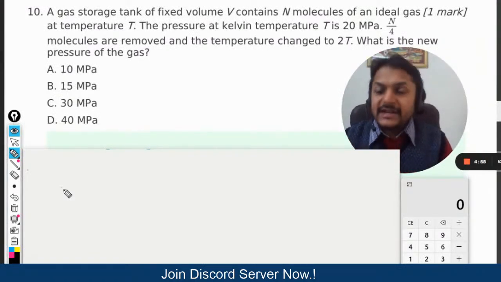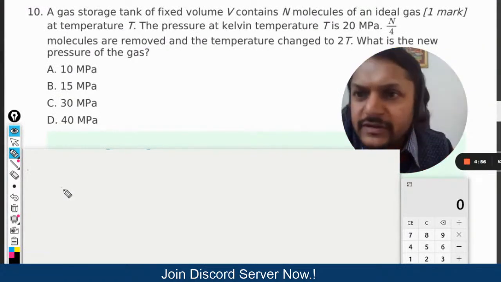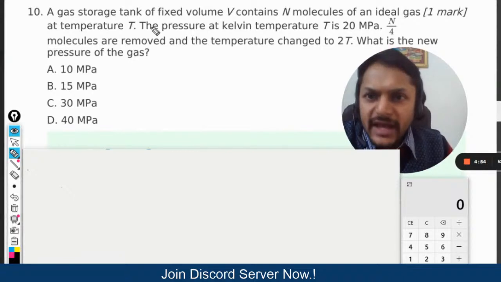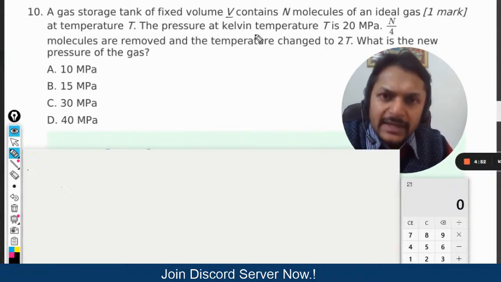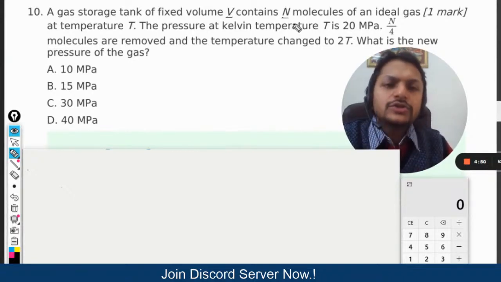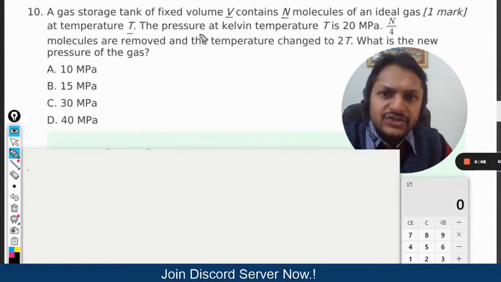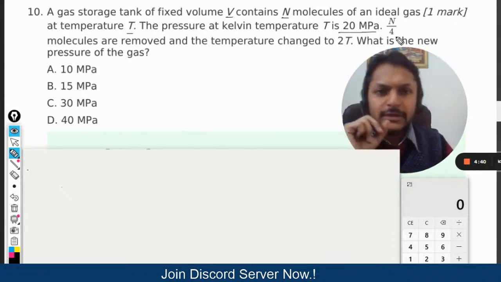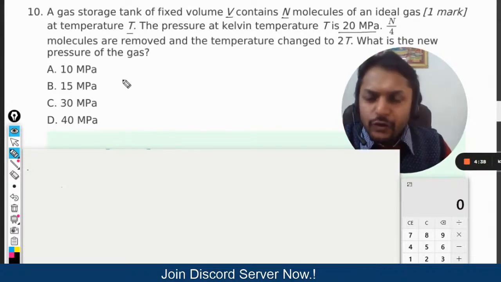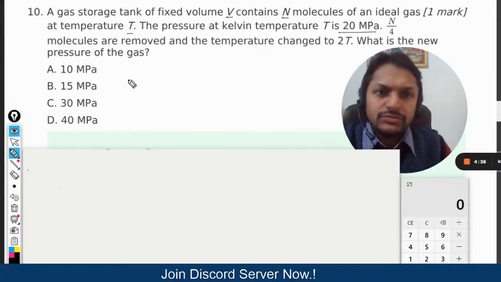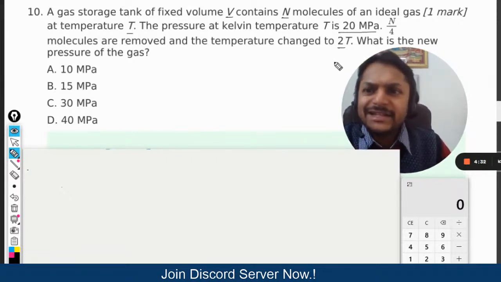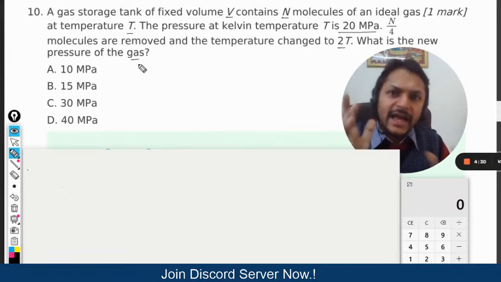Okay, dear students, let us see how we are going to do this. A gas storage tank of fixed volume V contains n molecules of an ideal gas at temperature T. The pressure at Kelvin temperature T is 20 megapascal. N by 4 molecules are now removed, so 3 by 4 is left. The temperature is changed to 2T. What is the new pressure in the gas?